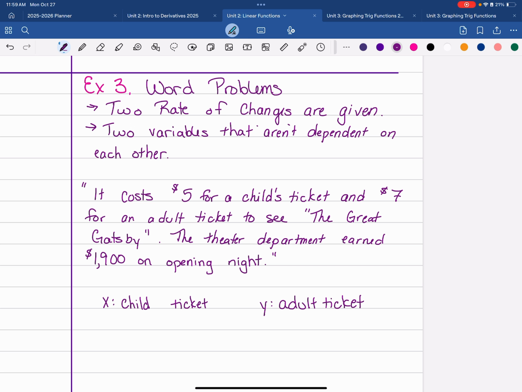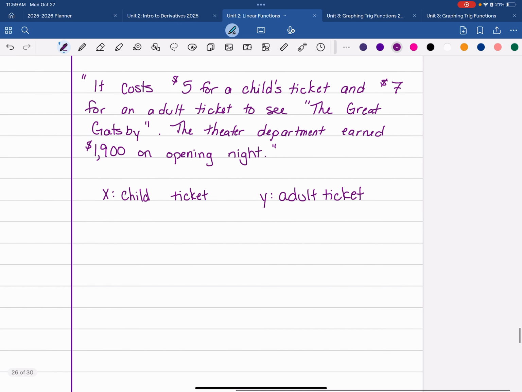And so in this case, x is going to represent our child's ticket and y is going to represent an adult ticket. And so our equation is going to be in standard form. We're going to say 5x, because it's $5 for a child's ticket, times the number of tickets that were purchased, plus $7 for an adult ticket, times the number of tickets that were purchased, that equals altogether $1,900. So that's how we generate that type of equation.